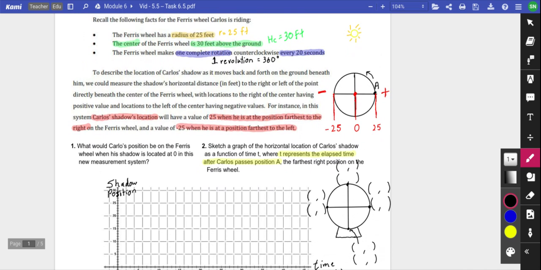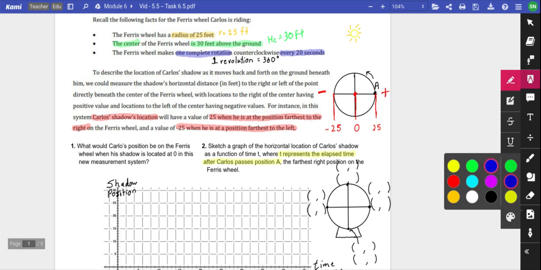So the radius, height above the ground, and time it takes to do a rotation are still the same. Carlos starts noticing that as he moves counterclockwise on the Ferris wheel, the shadow only goes from one end of the wheel to the other. The center, he says that it's 0. He takes that as the origin right here.